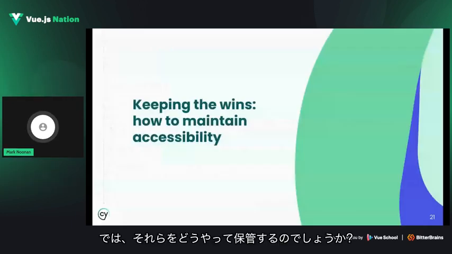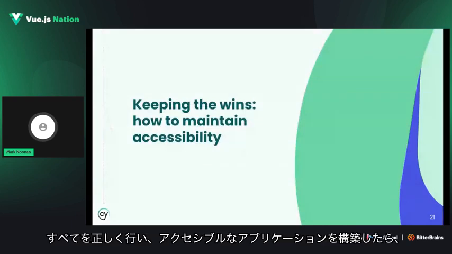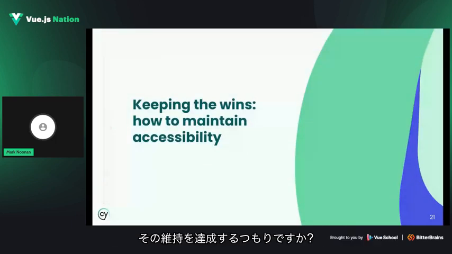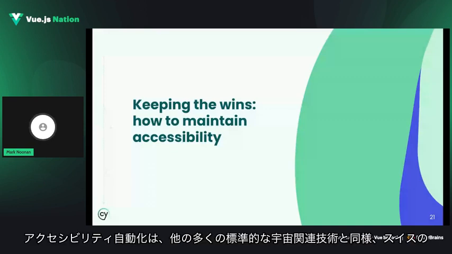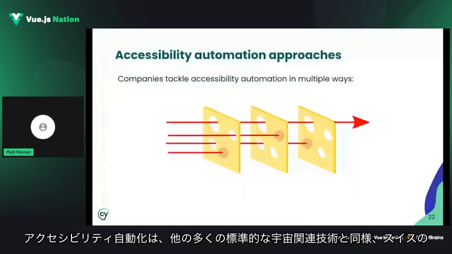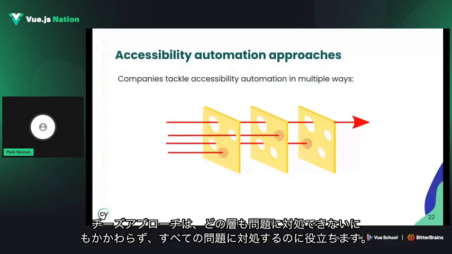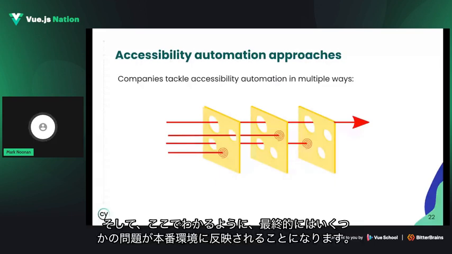So how do we keep those things? If we've done everything correctly and we've built an accessible application, how are we going to achieve that maintenance? Accessibility automation is like a lot of other standards-based things where a Swiss cheese approach can help catch all of the issues, even though no one layer is going to do things perfectly. And eventually, like you see here, some issues are going to make it into production.